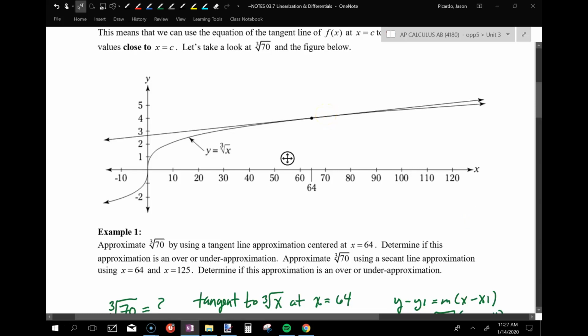Why? Because 70 is right here, right? And if this is a point of tangency, it means that the tangent line just touches it once, right? If this is concave down, it's just slightly above the actual curve. Make sense?